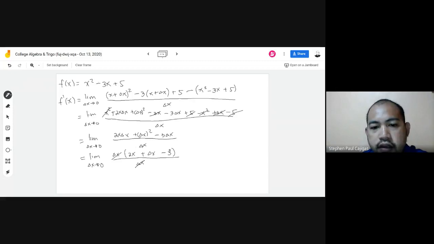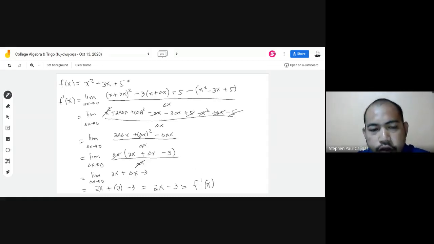So we still retain this factor 2x plus delta x minus 3. So we have 2x plus delta x minus 3, no more denominator, and this is as delta x approaches 0. So this time, we will be substituting delta x with 0, so we no longer write the limit. So we get 2x plus 0 minus 3, or we simply have 2x minus 3. So this is our f prime of x.